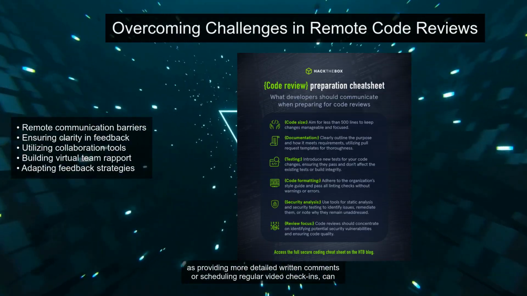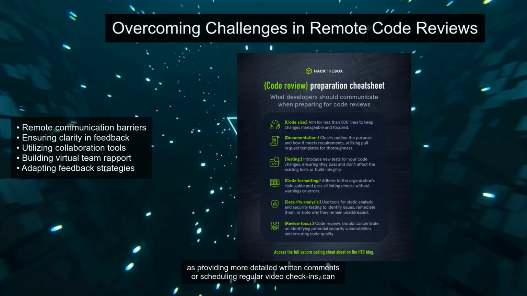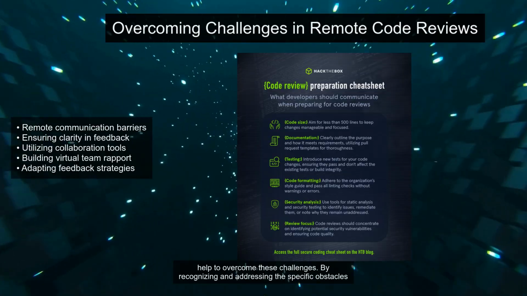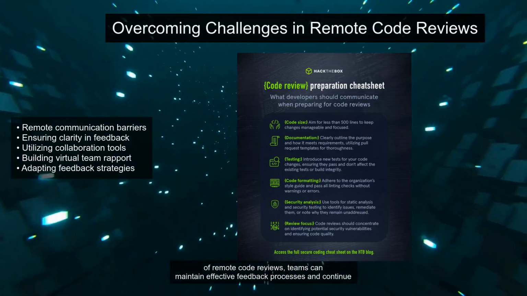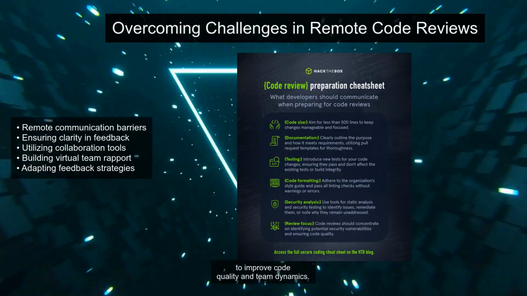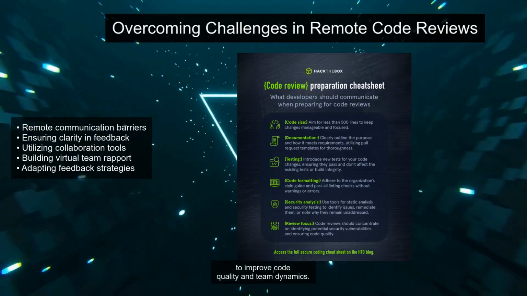Adapting feedback strategies to suit remote contexts, such as providing more detailed written comments or scheduling regular video check-ins, can help to overcome these challenges. By recognizing and addressing the specific obstacles of remote code reviews, teams can maintain effective feedback processes and continue to improve code quality and team dynamics.